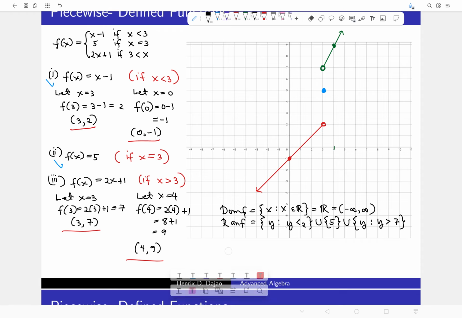Okay, so you can use the interval notation. This one can be written like this, and then union of 5, and then union of from 7 up to positive infinity. You can use that as our notation. So that would be the range for our function f.